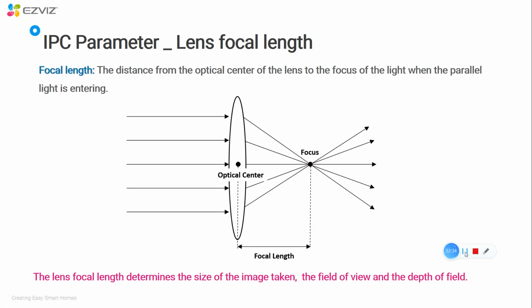And the next parameter is lens focal length. The lens focal length is the distance from the optical center of the lens to the focus of the light when the parallel light is entering. The lens focal length determines the size of the image taken, the field of view, and the depth of field.